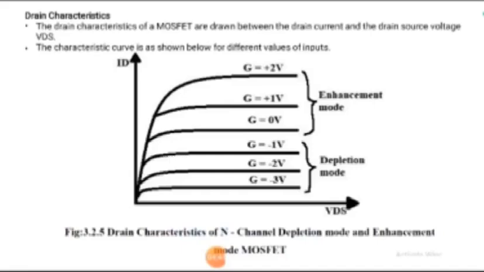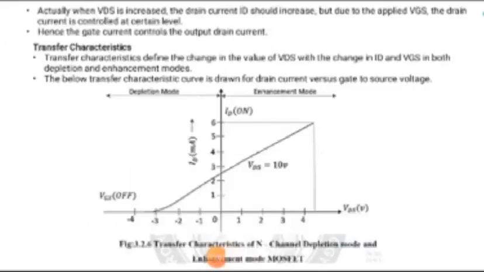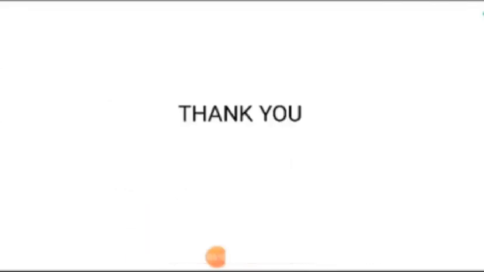Next, the drain characteristics. Here it is between the drain current and the drain source voltage. For different values of the gate voltage, you can find the drain current values. Some of the values will be operating in the enhancement mode and some in the depletion mode. So you can see the transfer characteristics here. This is also defined as the variation of the drain current with the gate source voltage in both the depletion as well as the enhancement modes. Thank you.